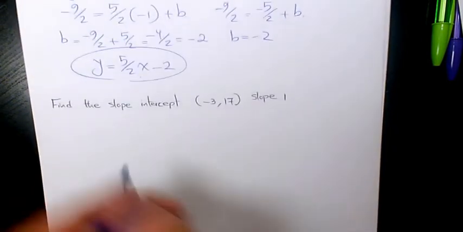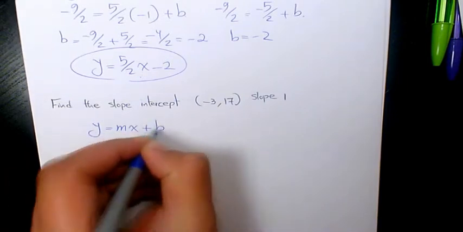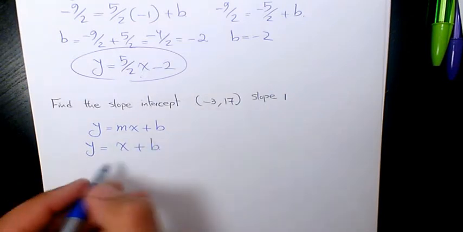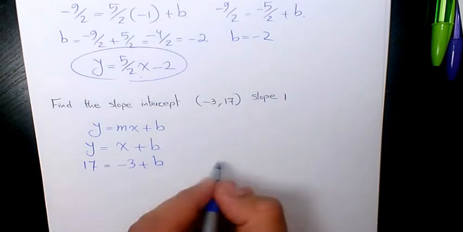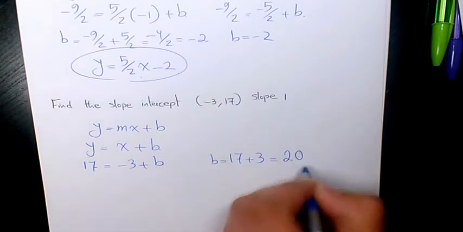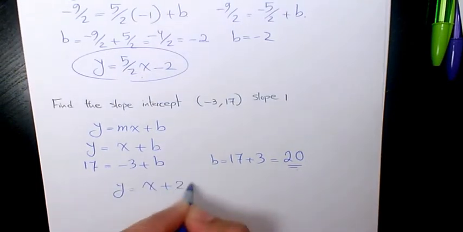Next one. We have y equals mx plus b. M is 1, so we have x plus b. So we have 17 equals negative 3 plus b. So b will be 17 plus 3, which is equal to 20. So we have y equals x plus 20.